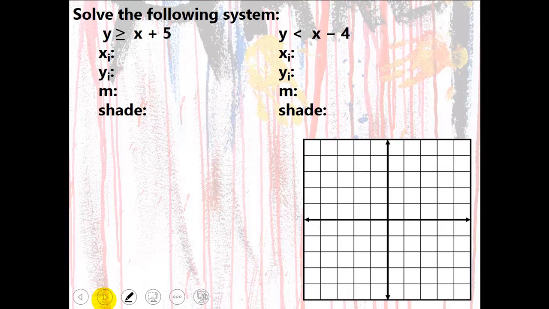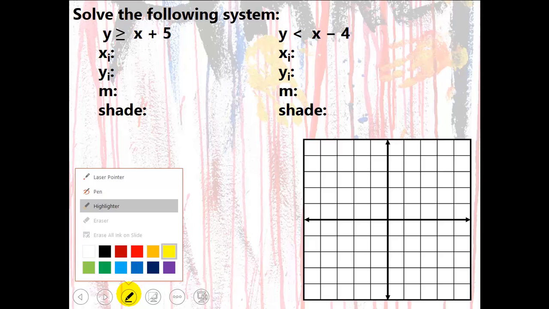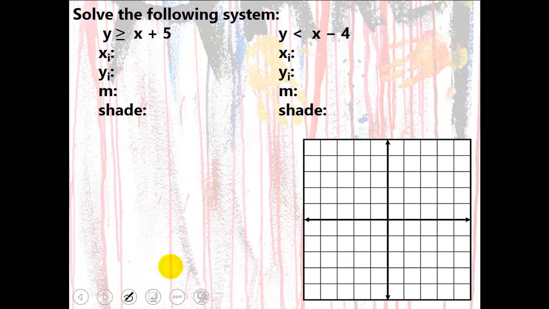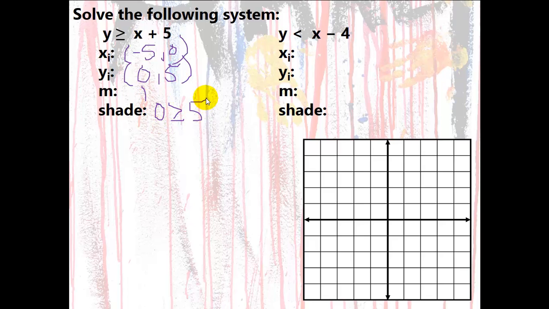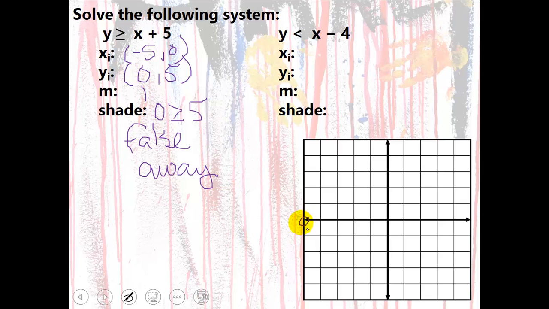All right, let's graph this first line. Y equals x plus 5. Let's see, let's pick this. My x-intercept is -5, 0. My y-intercept is 0, 5. My slope is 1. 0 greater than or equal to 5. That's false. So I'm going to shade away. -5, 0, 0, 5. This is going to be a solid line, and I'm going to shade over here.